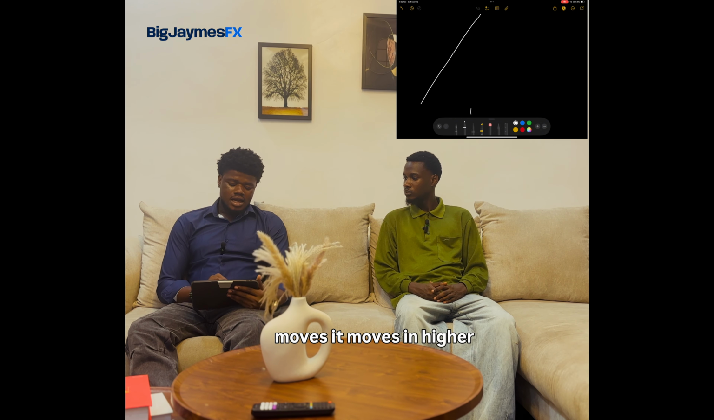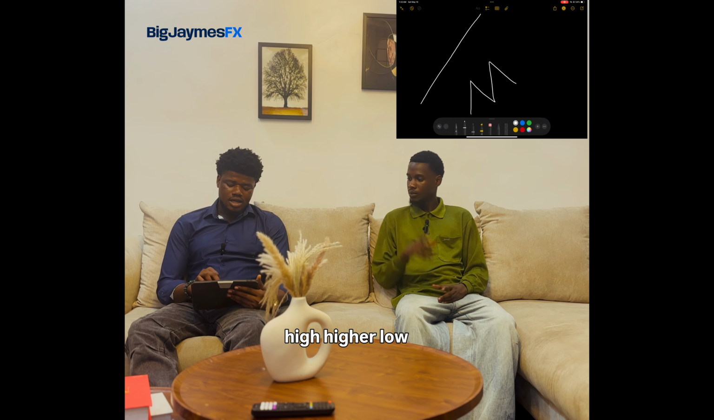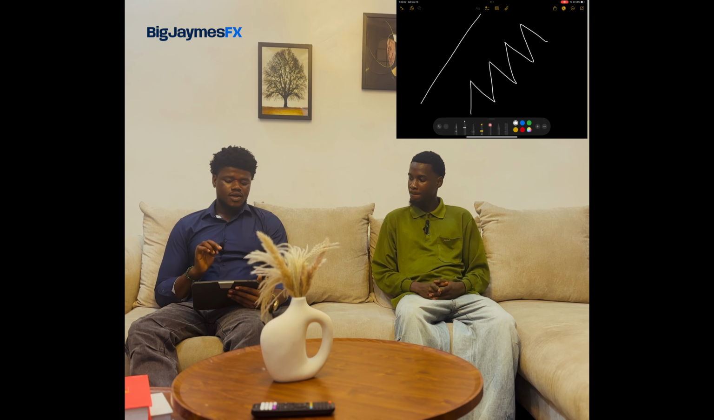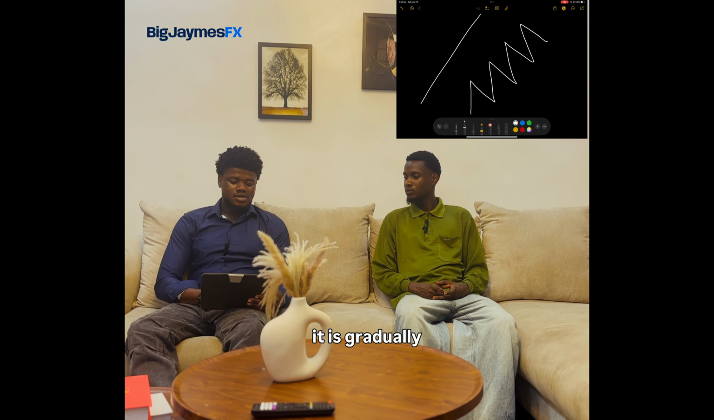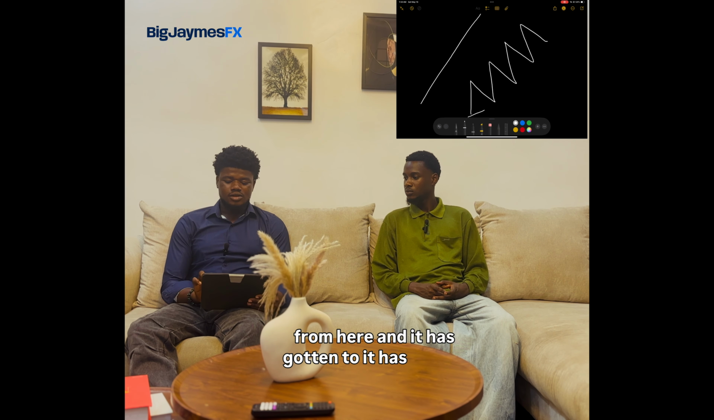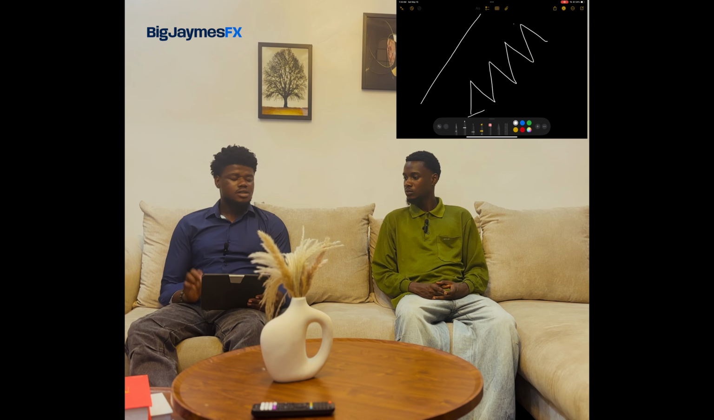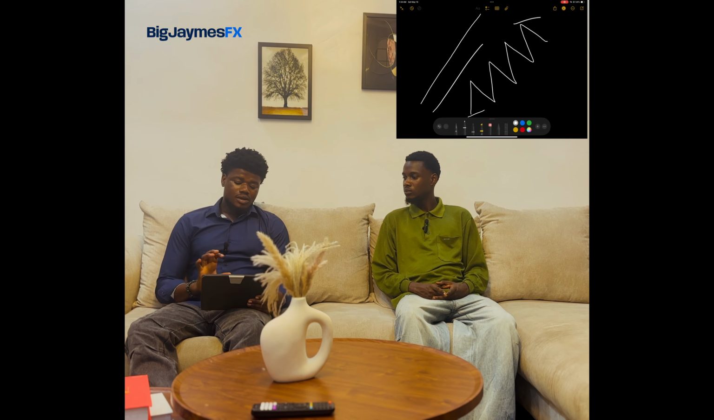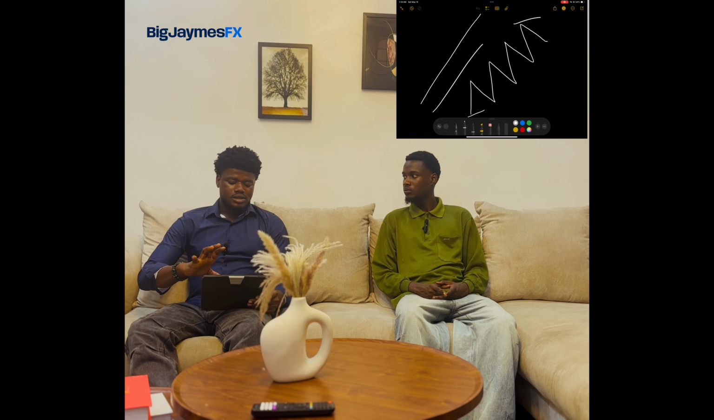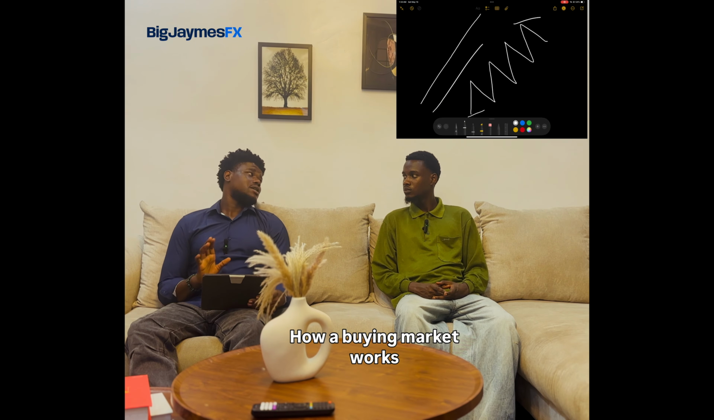It moves in higher high, higher low, higher high, higher low, higher high, higher low. You can see what it's doing. It is more like a zigzag, but gradually it started from here and has gotten to this level. It didn't just go up like that. So it is very important to know these particular movements of how a buying market moves.